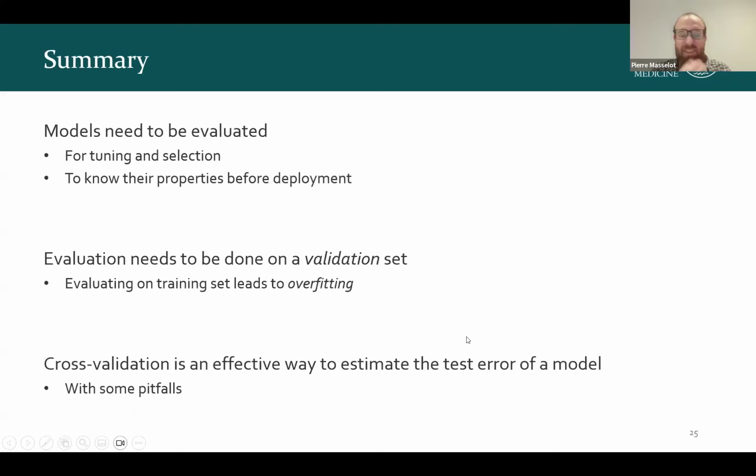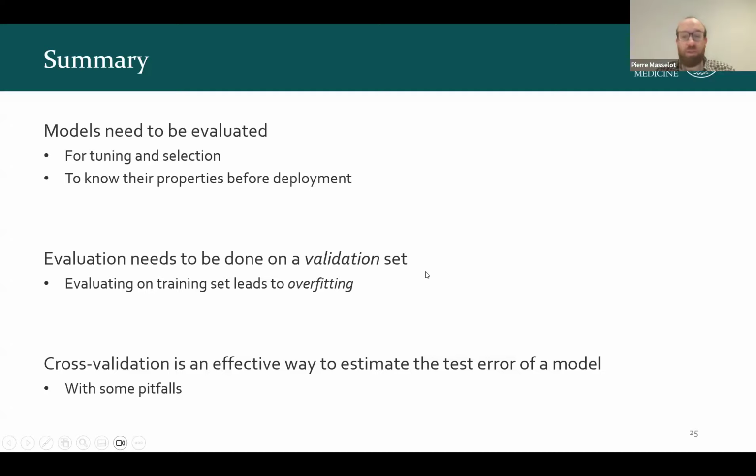So to summarize all that I've said so far, when you build a machine learning model, it needs to be evaluated because you want to tune this model, choose the tuning parameters, and you also want to select your best model. And you also want to know their properties before deployment.